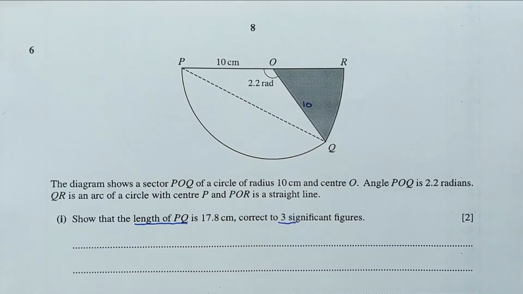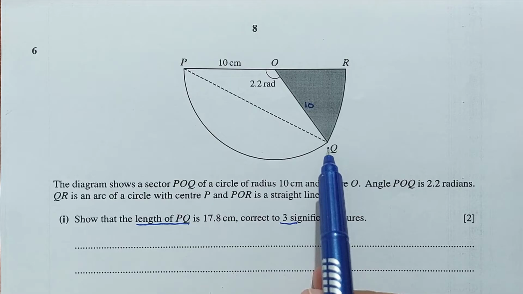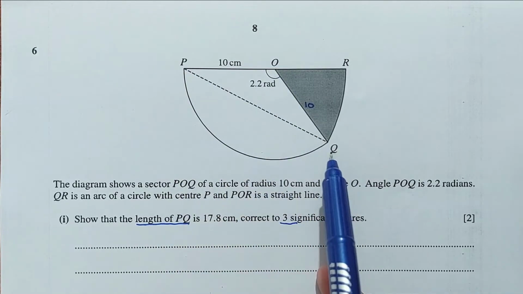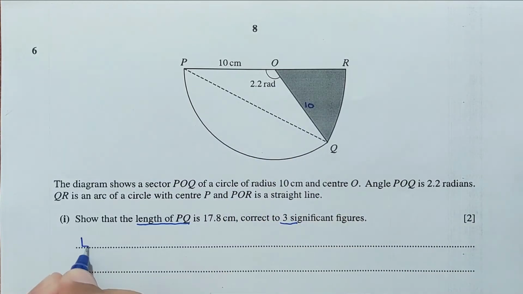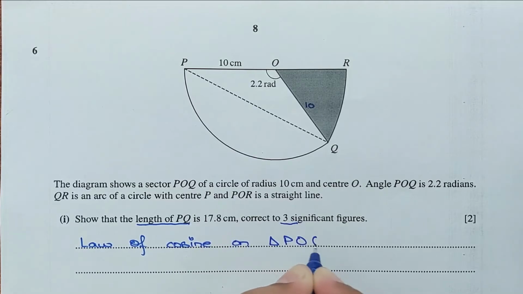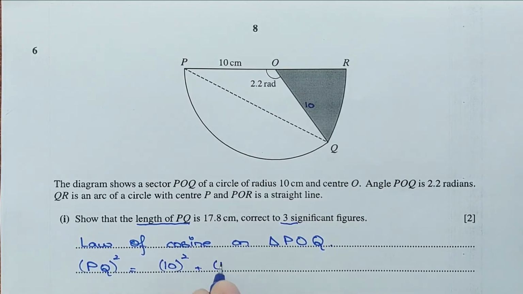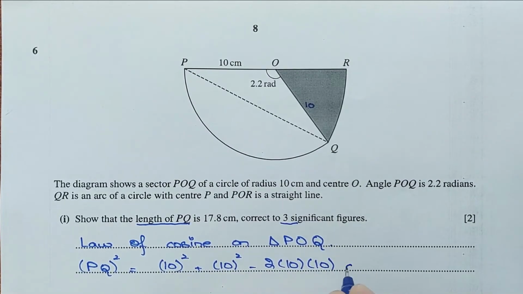P to Q. If I consider this triangle POQ, we have PO, we have OQ, and we have the angle. So we have to find its front side. So let me apply law of cosine on triangle POQ. PQ squared equals the two sides 10 and 10 squared, minus 2 into 10 into 10, and cos of the angle between them, which is 2.2 radians.